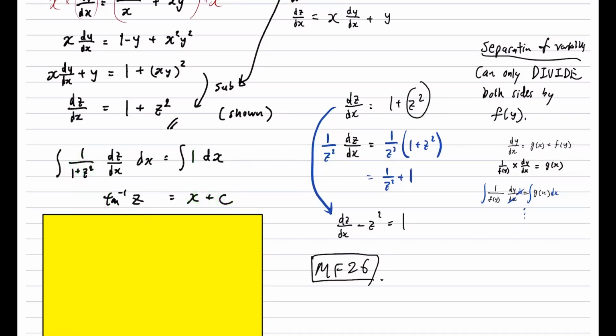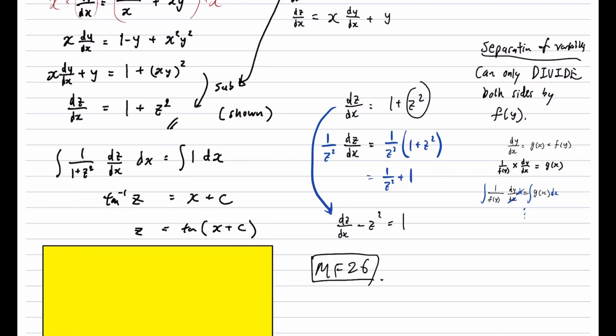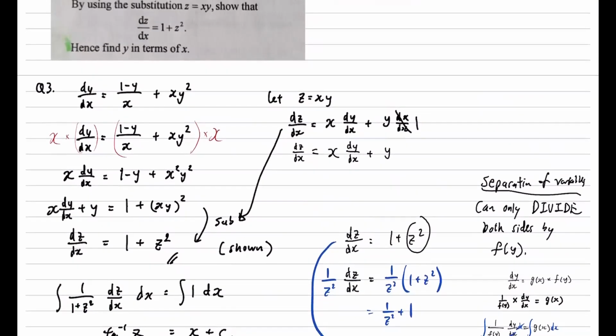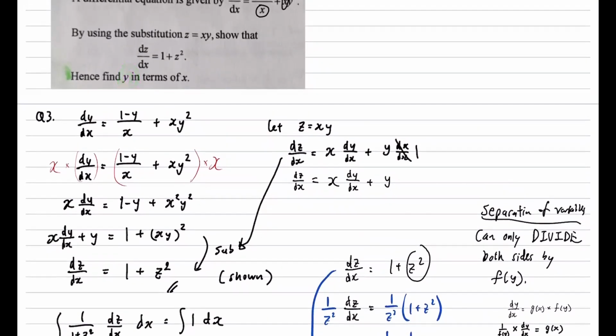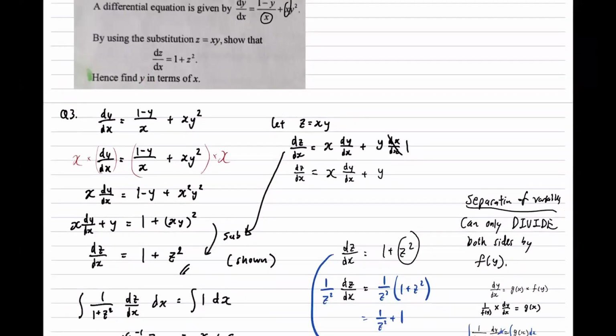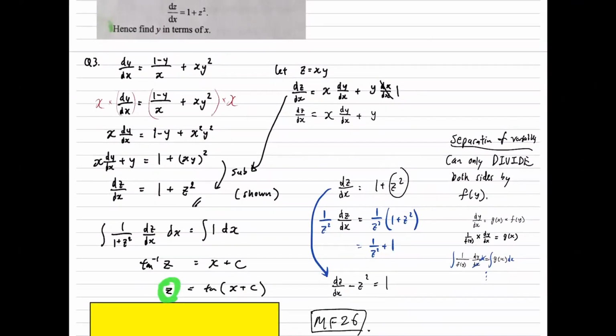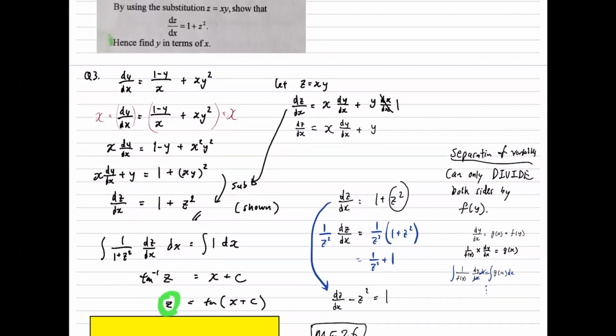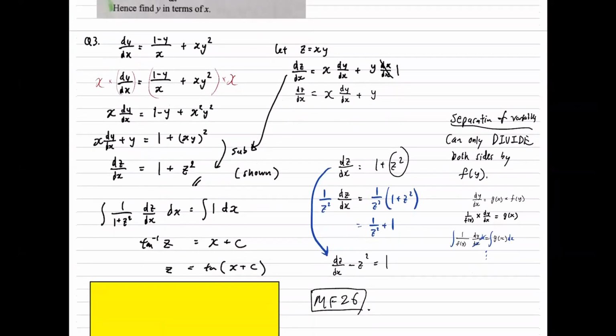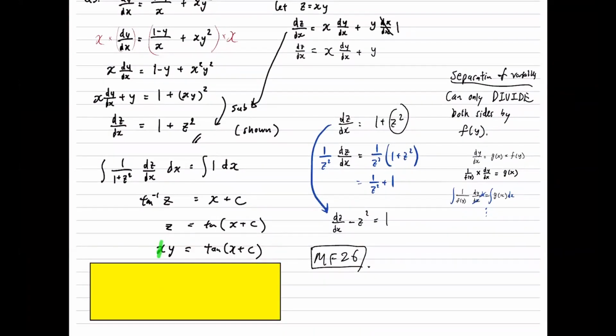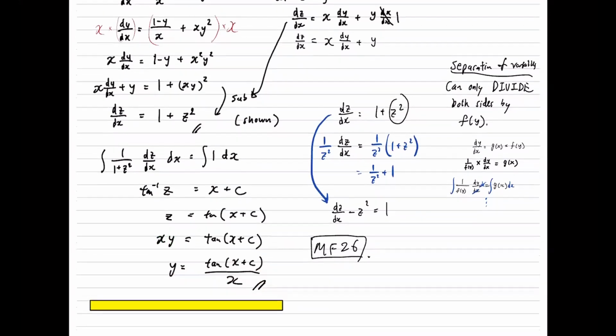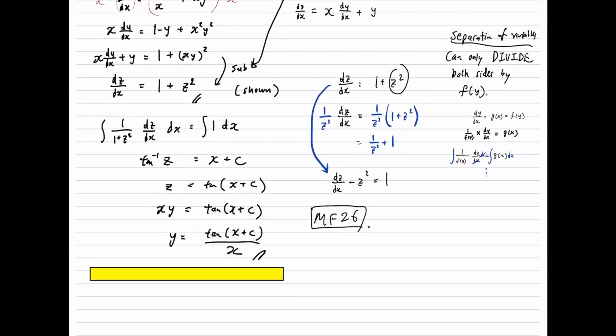Okay, continue. z will now be tangent of x plus c. And we're not done yet because the question, what was it asking? They asked us to find y in terms of x. Here we got z. That's not what we want. So what should we do with this z? Can I sub in back the xy? Correct, that's what you should do. That's what I did too. Sub in the xy, then solve for y. So you just need to divide by x. So y equal tangent of x plus c, over x. Okay, that's all.